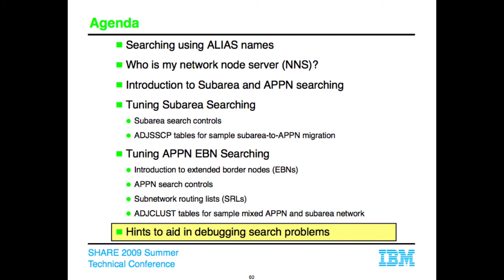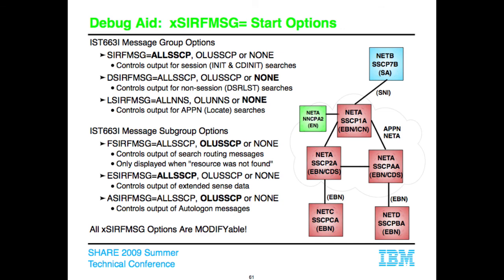All right, so now I've been through all the APPN border node tuning sections. Now I'm going to give you a couple of hints on debugging searching problems. The worst one, of course, is resource not found. I've searched everywhere in the world and the resource was not found anywhere. So let's talk about what we can do.